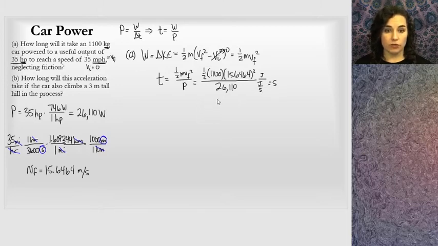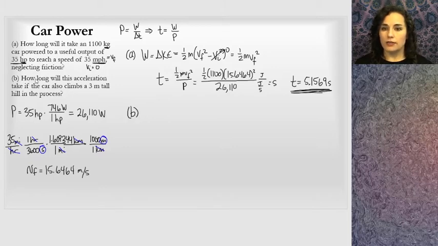And when I solve this, I get T equals 5.1569 seconds. A little over 5 seconds. So it sounds like you're not pressing on the accelerator super hard, right? It's taken a little over 5 seconds to get to 35 miles per hour. So that is how you do that.